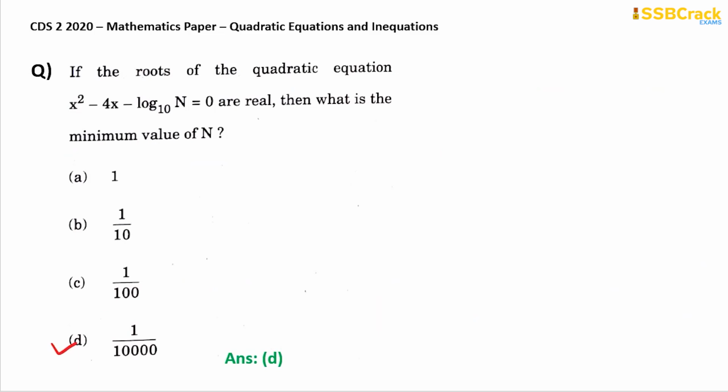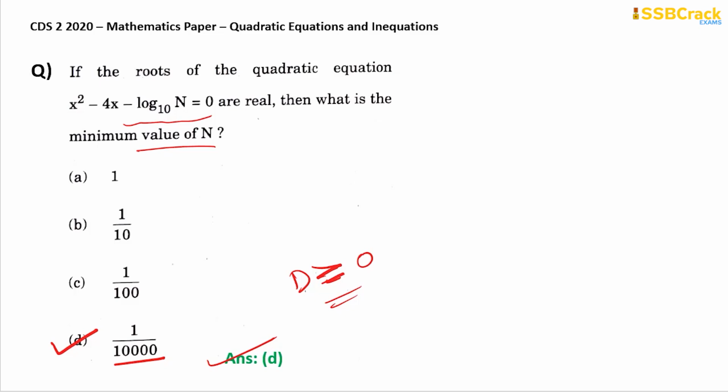Hence we obtain the minimum value of n here. It's option D, 1 upon 10,000. So 1 upon 10,000 is the required minimum value of n. It can be above this. It is the minimum value, and we got it with D equal to 0, because D was greater than or equal to 0 as per the question criteria for the provided quadratic equation.